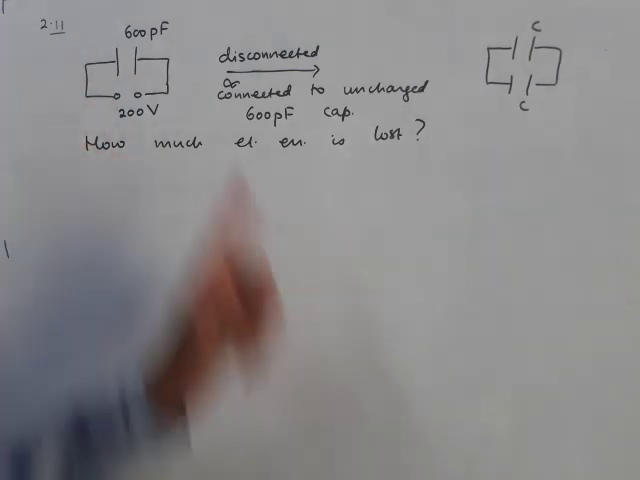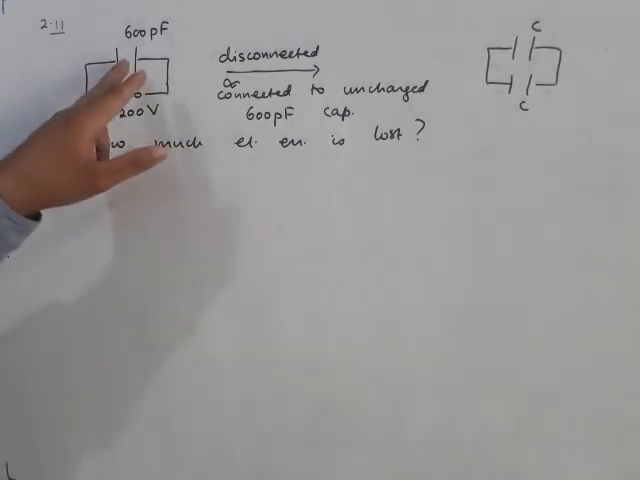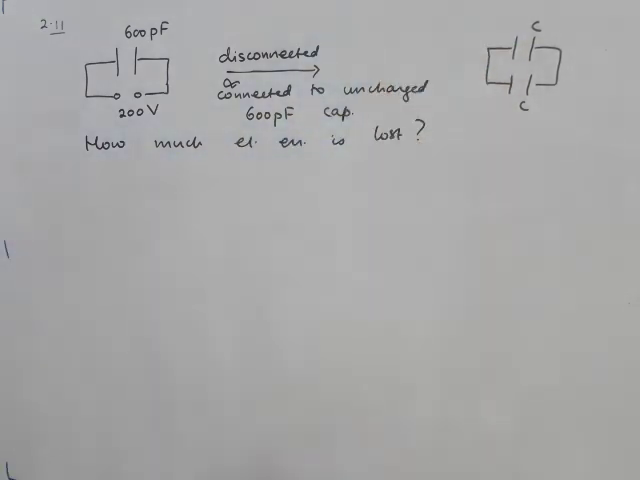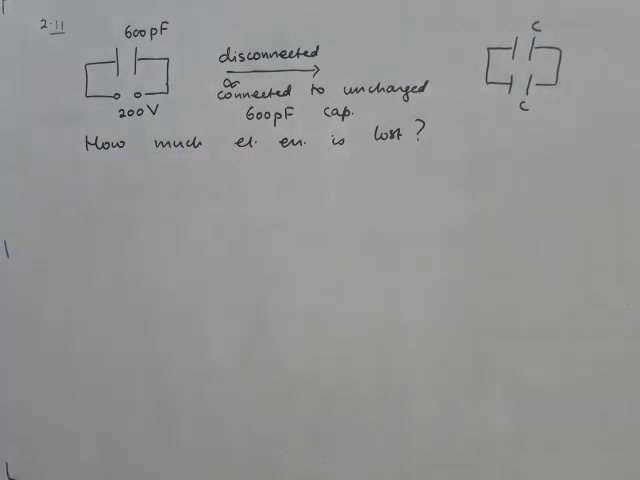Next, what is done? It is then disconnected from the battery, from the supply, and then it is connected to another uncharged 600 picofarad capacitor. An identical capacitor was used, uncharged, and these two are connected together as shown. The question that is asked is how much electrostatic energy is lost during this process.